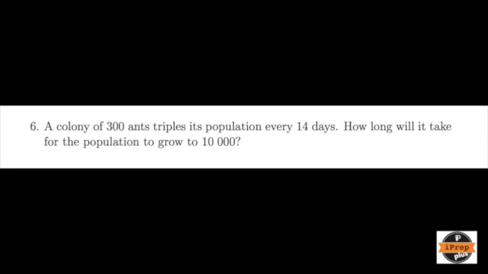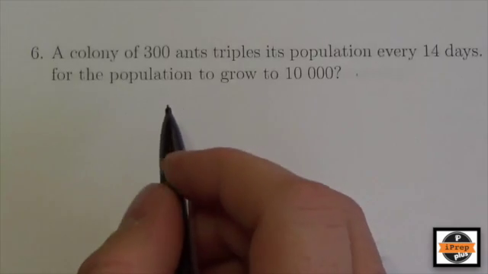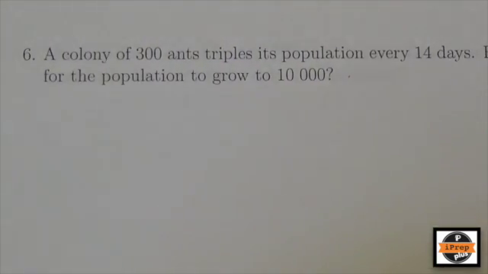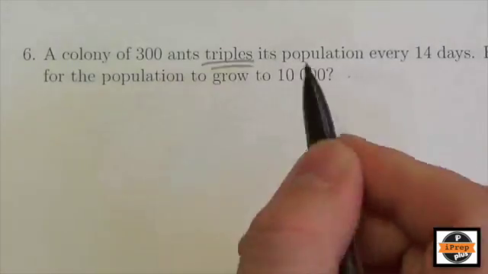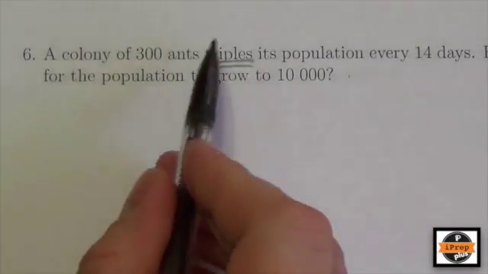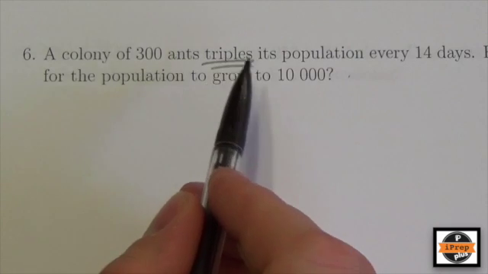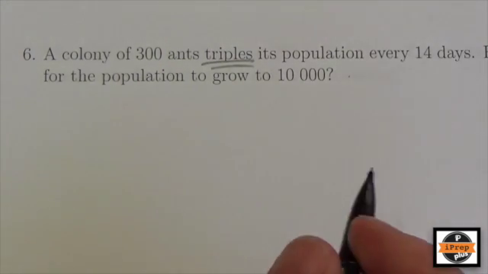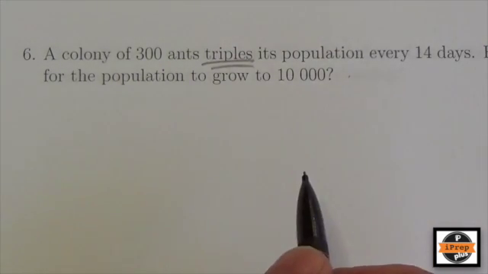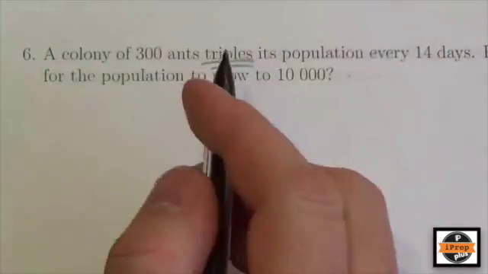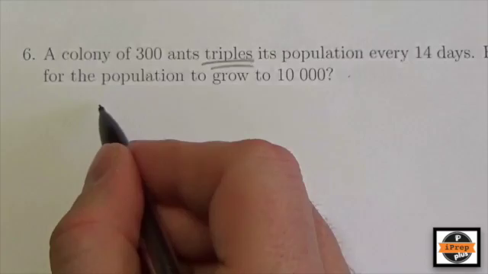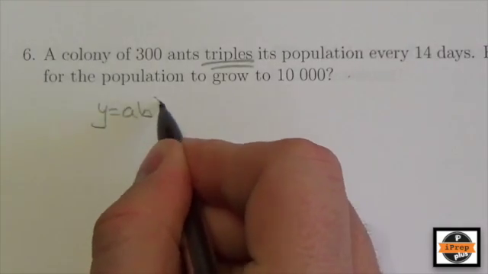Example 6. This question's a little different than the ones we've done up to this point. It says a colony of 300 ants triples, and that's an interesting thing to put there, its population every 14 days. How long will it take to grow to 10,000? Again, we're talking about growth of the population, and this is essentially exponential.